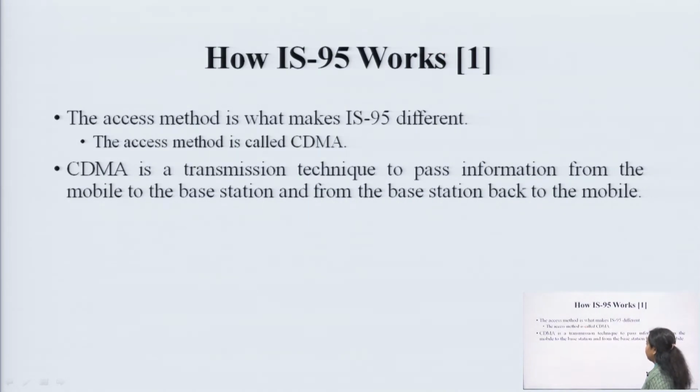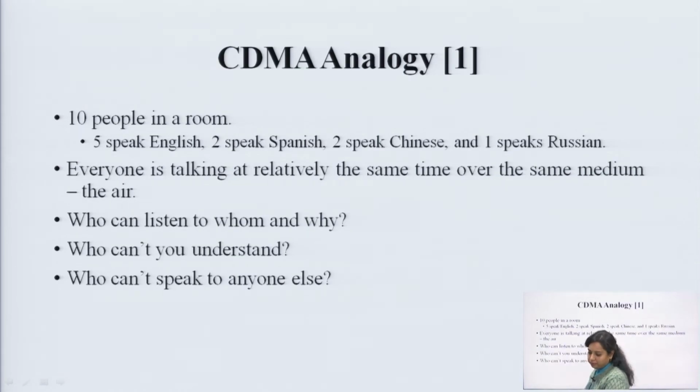The access method is what makes IS-95 different. It is called CDMA. So, the basic difference between GSM and IS-95 is how you are going to access the system, the channel that is available. CDMA is a transmission technique to pass information from the mobile to the base station and from the base station to the mobile phone.